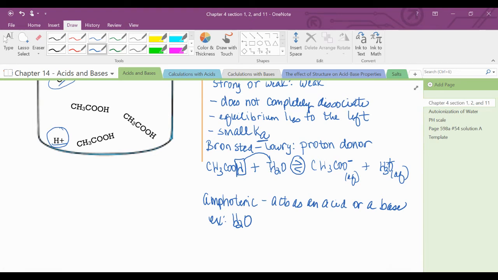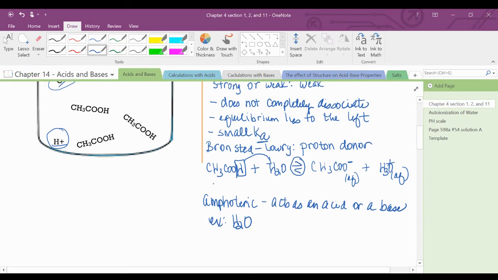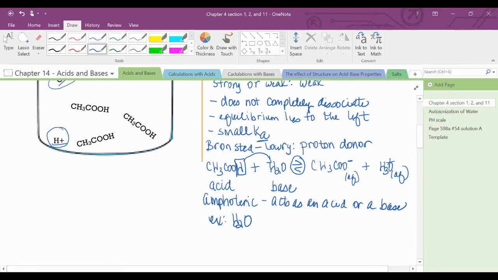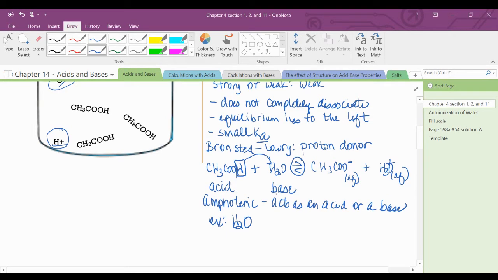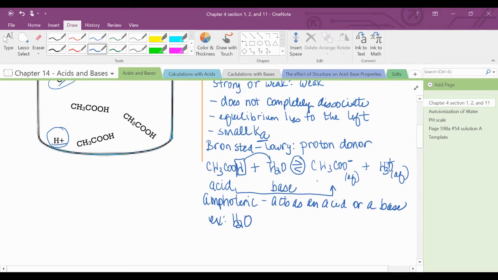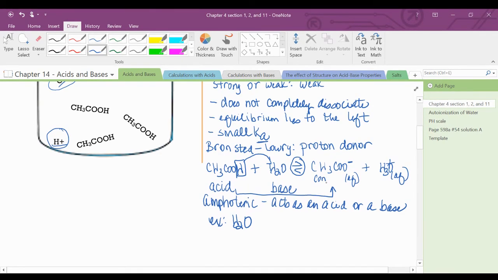Okay, and then the other characteristic we can talk about, so if that's true, remember that my CH3COOH has the acidic hydrogen, so that makes it an acid. So that means that water has to be the base. And then on the product side, we make conjugate acids and bases. So an acid, when it gives up a hydrogen, it forms a conjugate base. And when a base gains a hydrogen, it forms a conjugate acid.